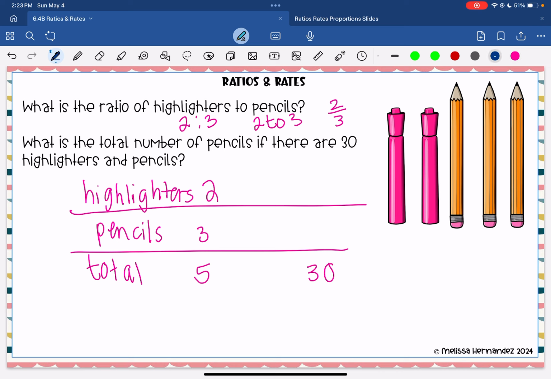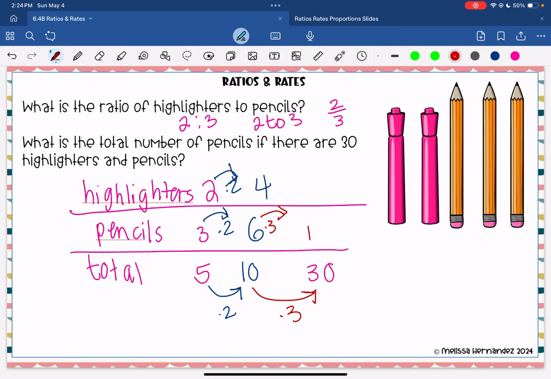So we want 5 to become 30. I could scale these all by 2. And then I end up with 10 total, 6 pencils, and 4 highlighters. But keep in mind, I'm trying to get to a total of 30. But now that I've got to 10, it's easy to see that 10 times 3 gives me 30. Or if we scale 10 by 3, that means we're going to have to scale the others by 3. There's nothing wrong with going 5 to 30, especially if you're pretty good at your times tables. All right, 4 scaled by 3 will give me 12.